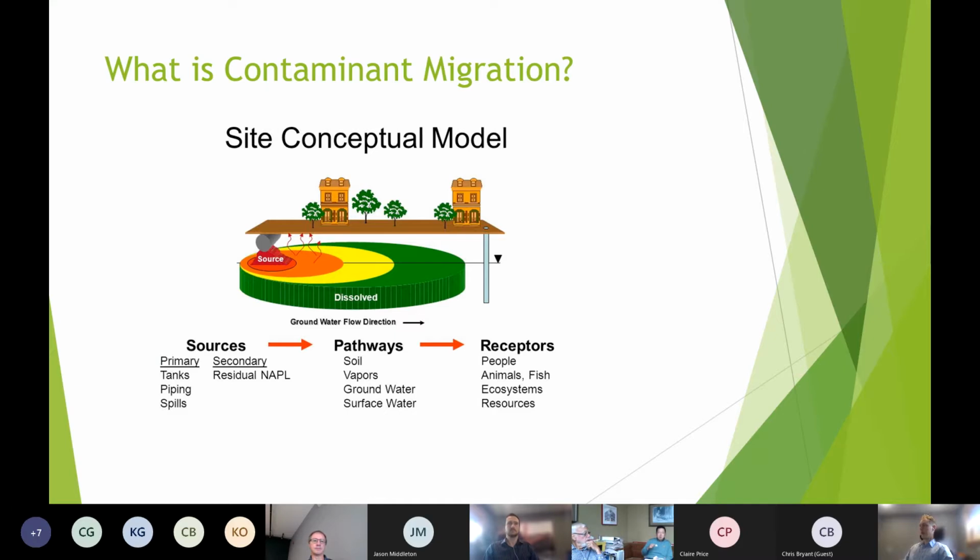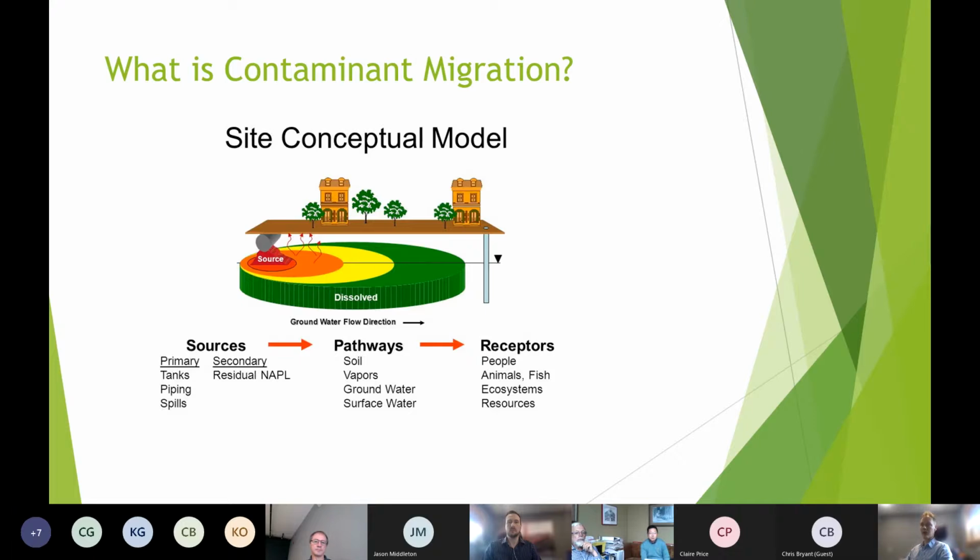Contaminant migration is when one or more contaminants from a source property migrate across property boundaries onto another land parcel at concentrations above the applicable land use standards. This can be in any environmental media, including soil, groundwater, vapor, or surface water.